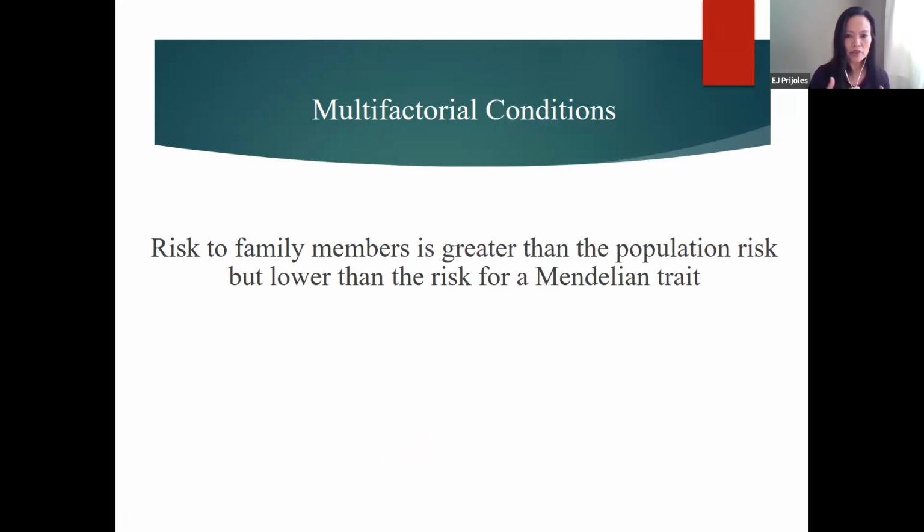And so when you think about multifactorial conditions, this is a condition where the risk to family members is greater than the population risk, but lower than the risk for a Mendelian condition or Mendelian trait. So not something that would have an autosomal dominant pattern of inheritance with 50% recurrence, or recessive recurrence at 25%. So lower than that.